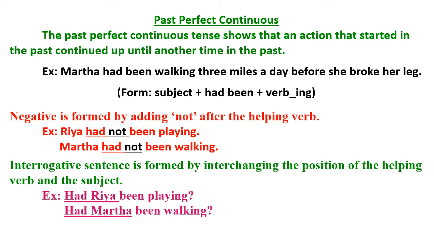And to frame an interrogative sentence, simply interchange the position of the helping verb had and the subject. So Ria had been playing becomes had Ria been playing? Martha had been walking becomes had Martha been walking?